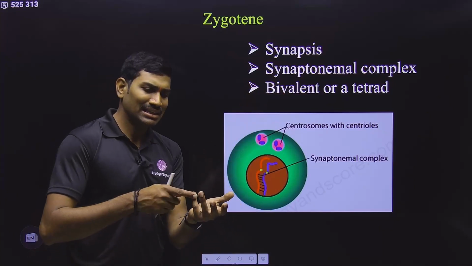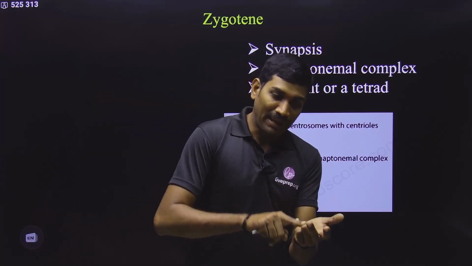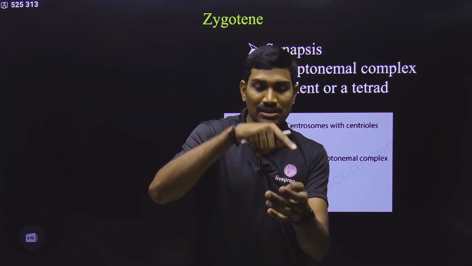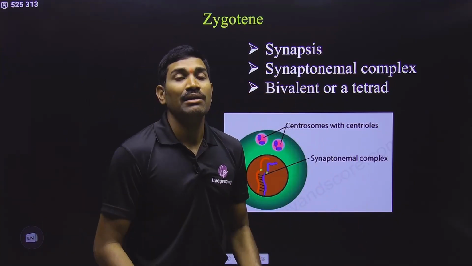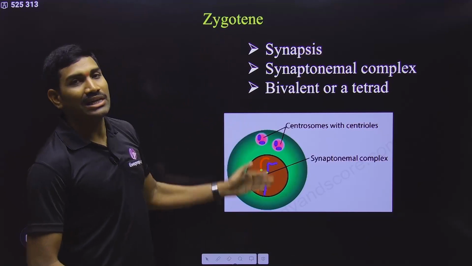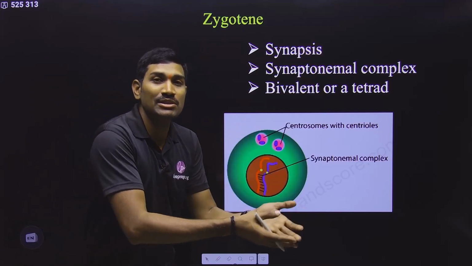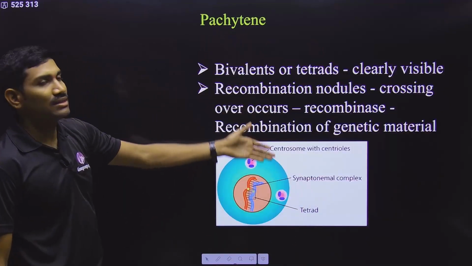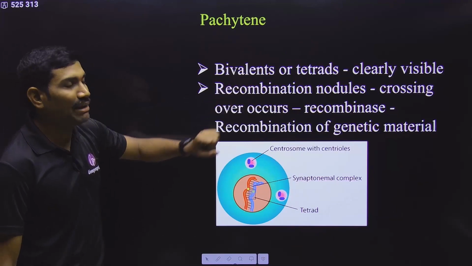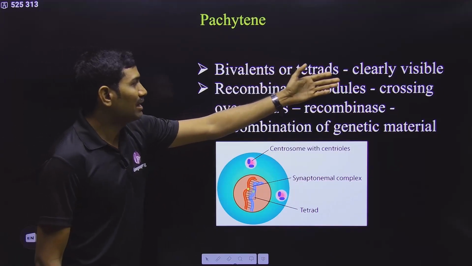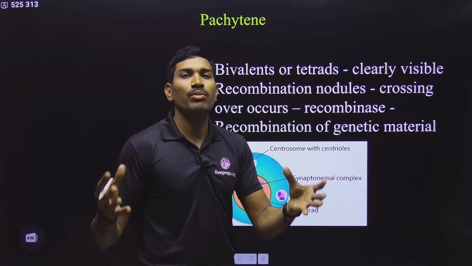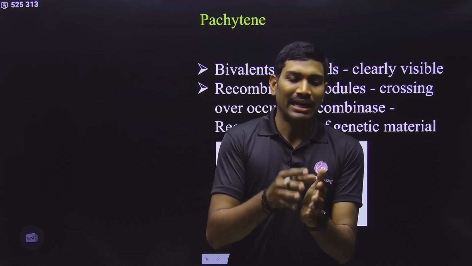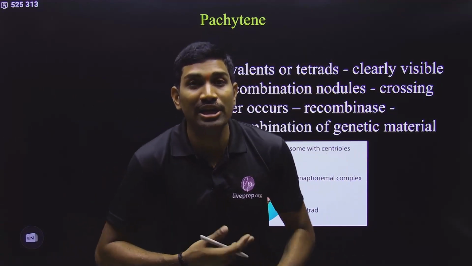The same bivalents are present in zygotene, pachytene, diplotene, diakinesis, metaphase 1 also. In all these phases bivalents are present, but they are first formed in zygotene and they are clearly visible in the next phase. What is the next phase? That is the pachytene. And what exactly happens in the pachytene? Now these bivalents or tetrads are clearly visible, and here some group of proteins will come there, and now they are helping in the recombination process.